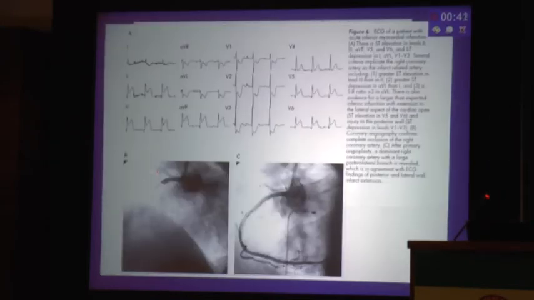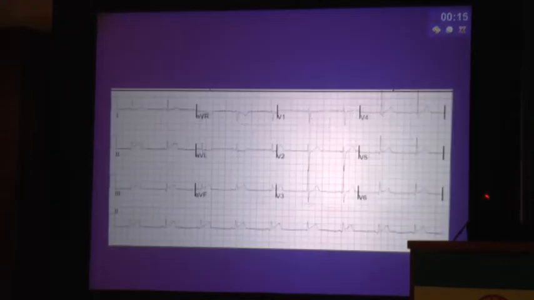Same thing has been depicted here pictorially. Proximal RCA block: ST elevation in lead 3 more than 2, and you have ST depression in lead 1 and AVL. Even in the QRS, if the S wave is more than the R wave by more than 3, it is a right coronary block. If it is less, it is a circumflex block. This is an additional parameter which you can use.